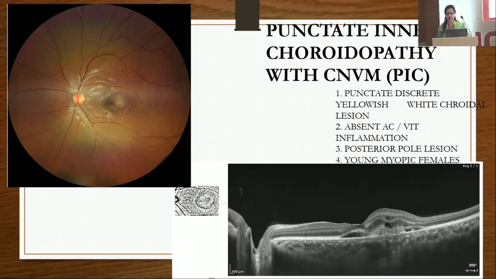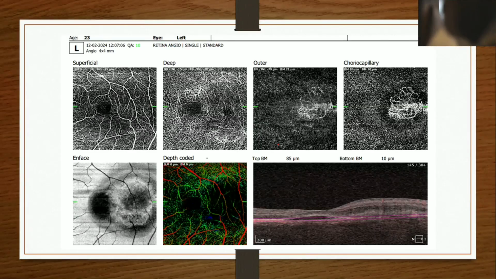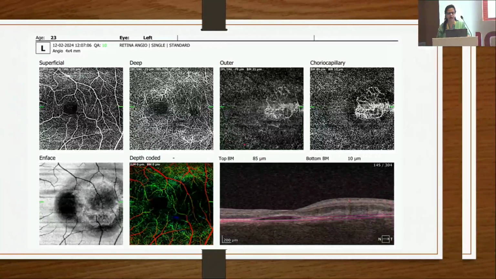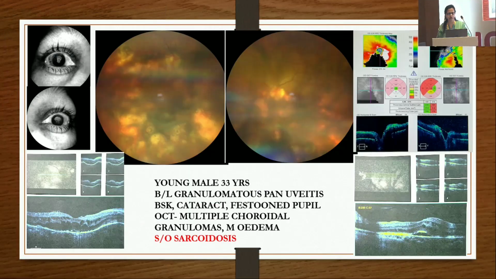Another lesion where OCT is very typical is a PIC lesion, that is punctate inner choroidopathy. In this, you can see the RPE elevation with disruption of the outer retinal layers. There could be accumulation of hypo or hyperreflective material, and in active lesions the RPE elevation is with inflammatory elements. There could be subretinal and intraretinal fluid, and a very high propensity for formation of a choroidal neovascular net, which was very well seen on OCTA in this patient. And the management changed to intravitreal anti-VEGFs. Another patient of similar nature was given steroids with immunosuppressive therapy because she kept on having recurrent CNVM.